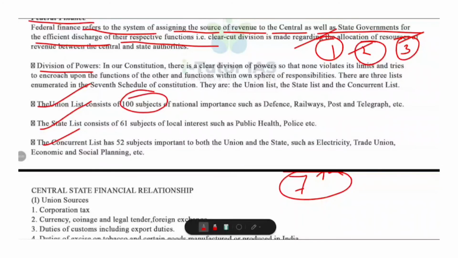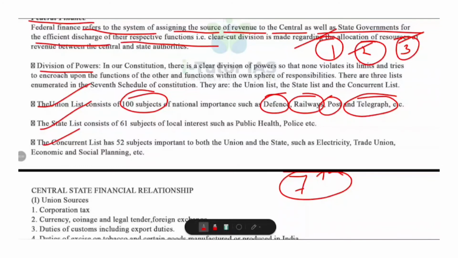The union list contains almost 100 subjects. These are matters of national importance where uniformity is needed across the whole country. Okay, and this union list is managed by the central government. For example, defense, railway, post, telegraph, foreign affairs, atomic energy, banking, etc. Why does the center manage the union list? Because these require large resources, national level coordination and affect the entire country.